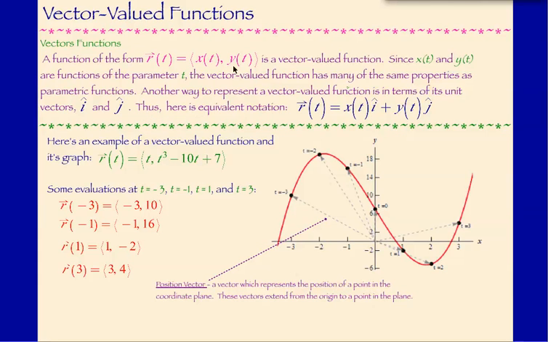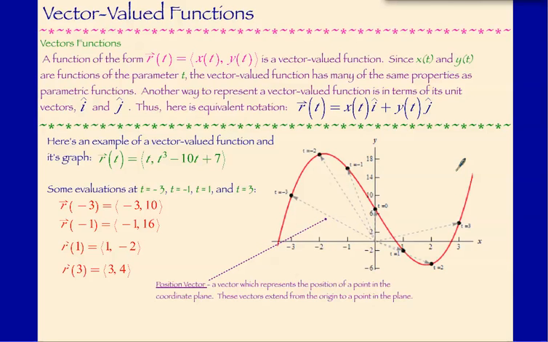Therefore, we could write this function like this, and it means the same thing. Our vector-valued function r is equal to x of t, the horizontal component function in terms of t, times the unit vector i, plus some y function in terms of t, the vertical component, times the unit vector j. I want you to be familiar with both notations because they will both show up, and I'm not sure exactly what you would see on the AP exam.